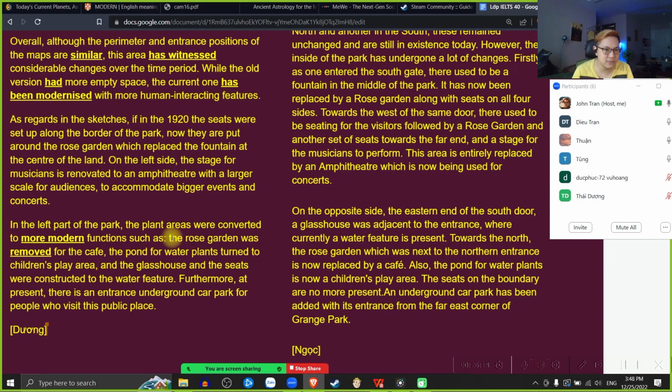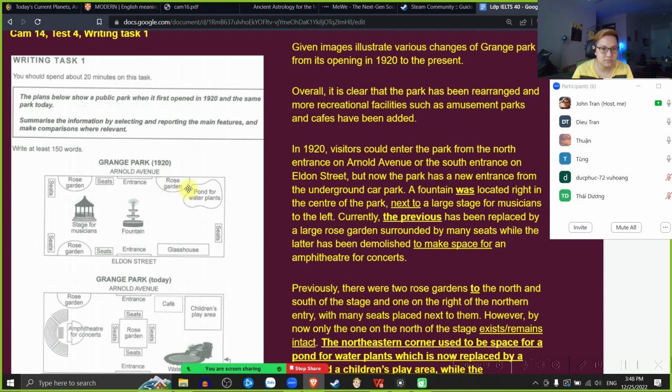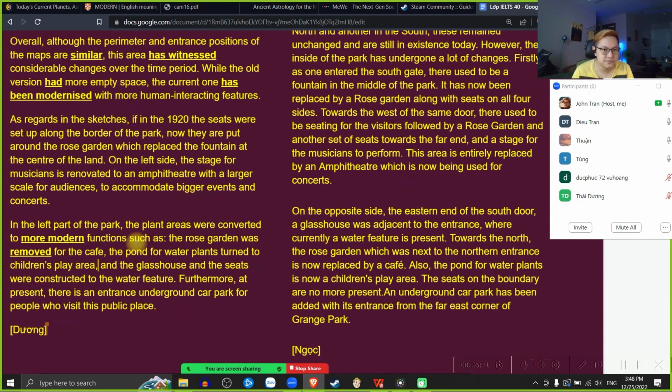Wait, the rose garden now. It's to the left part. Okay, rose garden to the left part. Okay, I understand now.